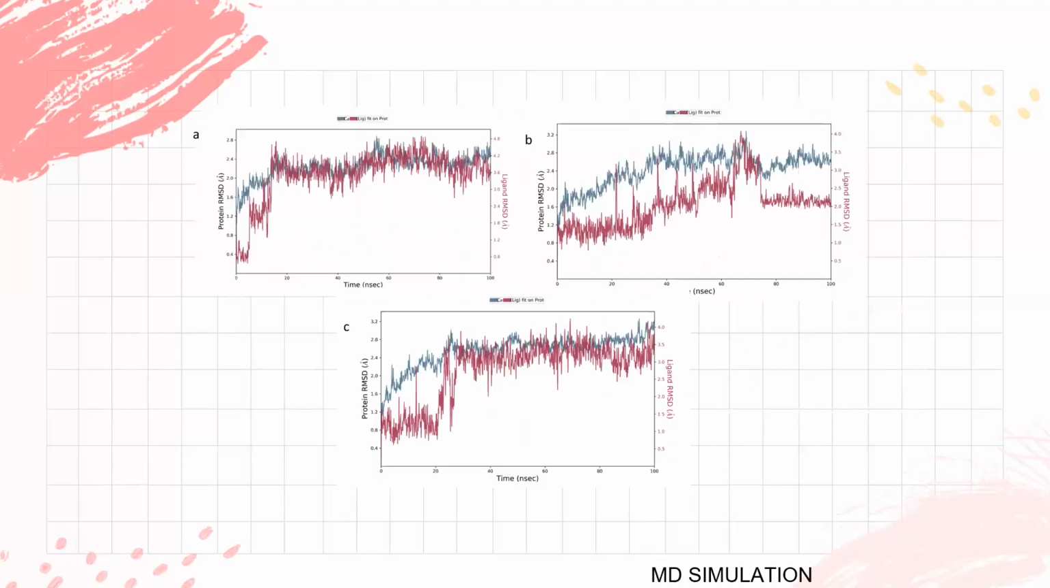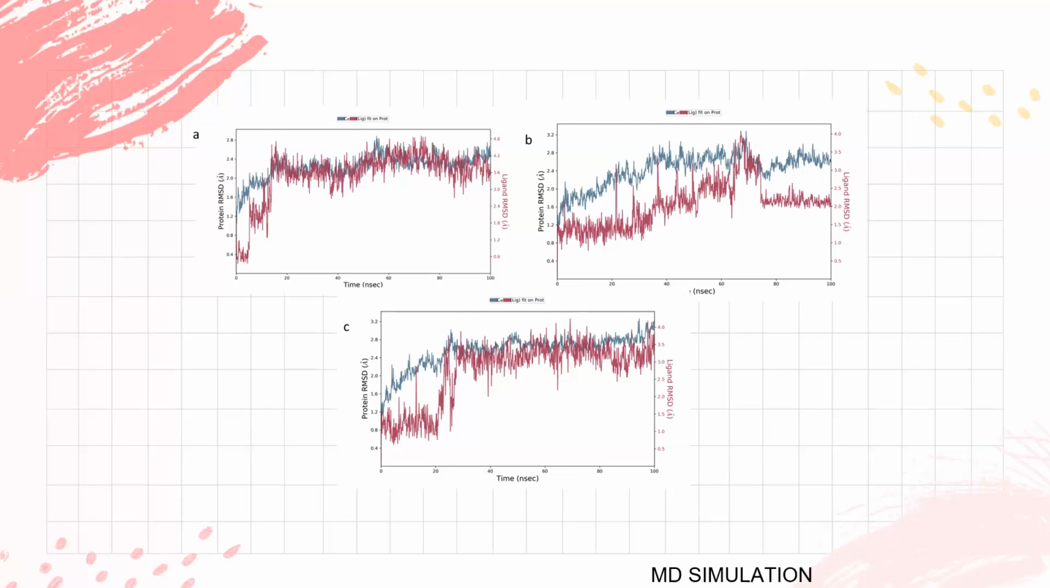So molecular simulation. Remember I said earlier, molecular simulation is used to predict the stability of a compound in the active site of the protein. For you to understand this result well, you should know that the blue and the red line should stay together throughout the whole simulation period. We did this simulation for 100 nanoseconds to predict the stability of this compound.